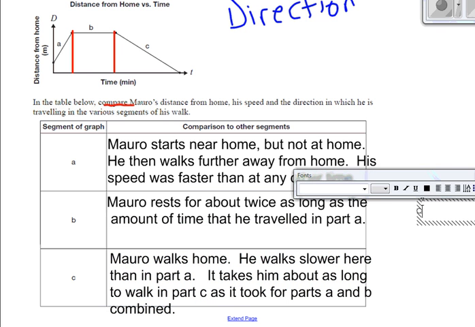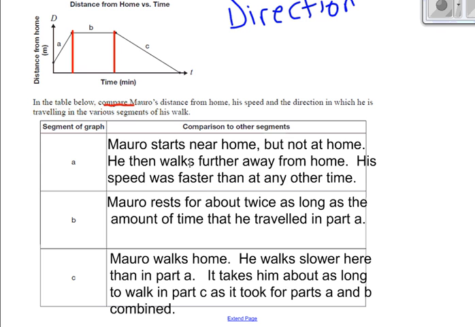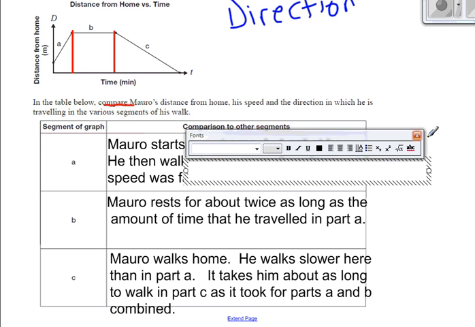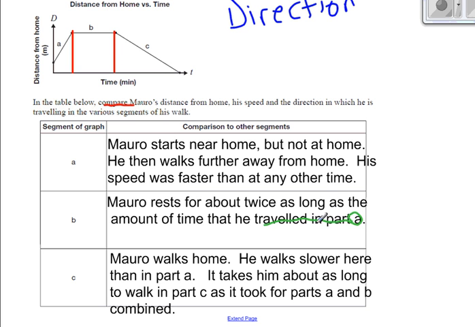So, did I do everything they wanted me to do? Did I compare? And remember, compare means always refer to other things. So, for example, I made sure that I said things like his speed is faster than at any other time. I'm comparing. When I said he traveled almost twice as long as in part A, I'm comparing. When I say it's slower than part A, I'm comparing. Make sure you compare. Did I mention speed? Yes. Did I mention direction? Yes. So I think that's a pretty decent answer.